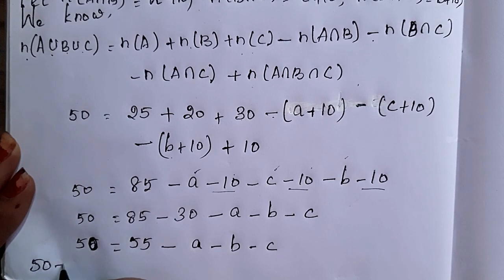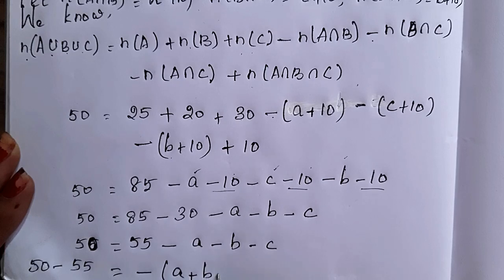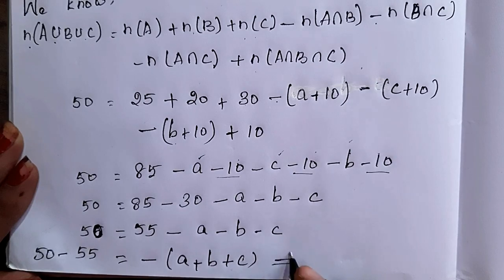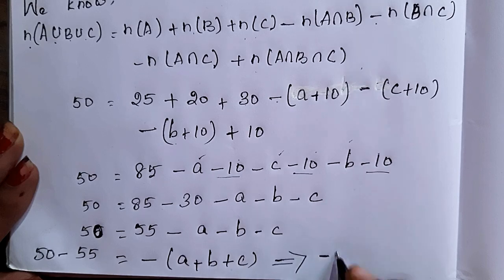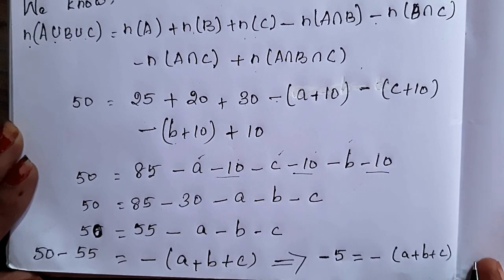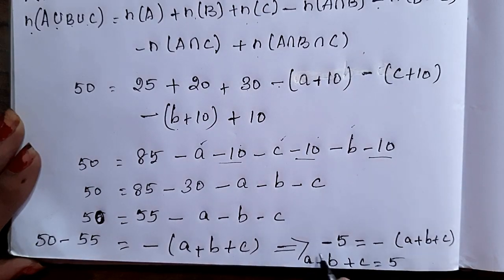So 50 minus 55 equal to minus, I took the minus common. So minus A plus B plus C. The sign will change. So now that implies subtract it, you will get minus 5. So minus 5 equal to minus A plus B plus C. So you can write A plus B plus C equal to 5. This is your answer.